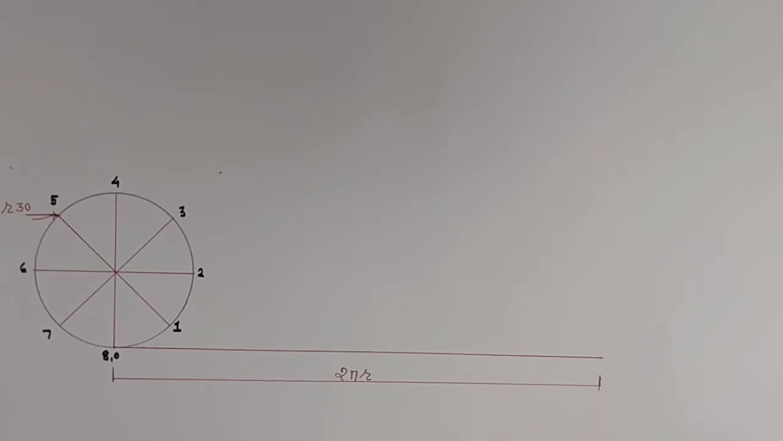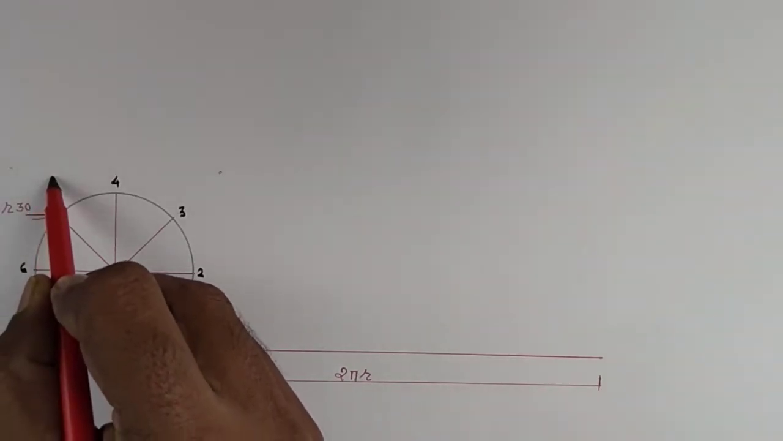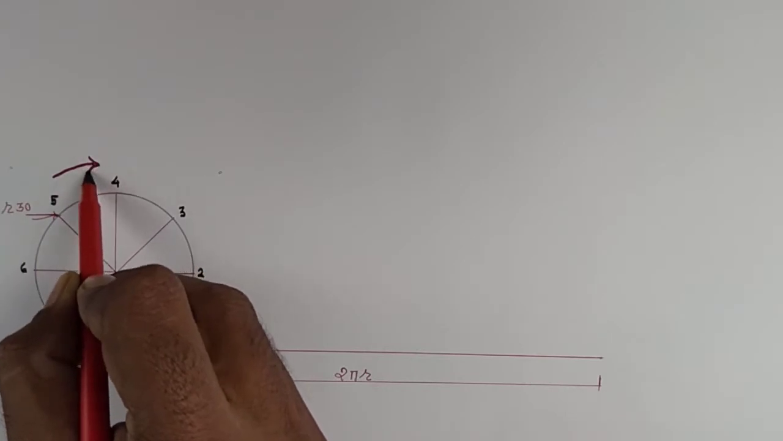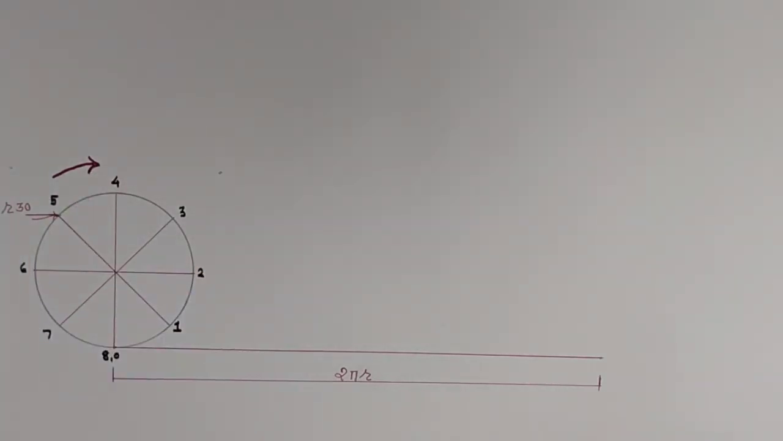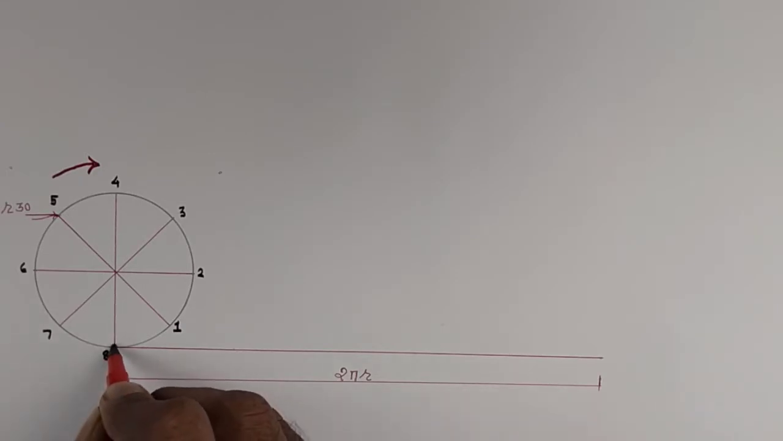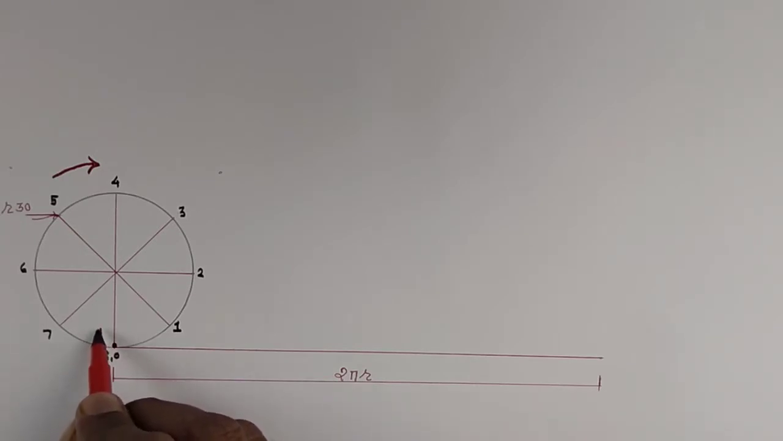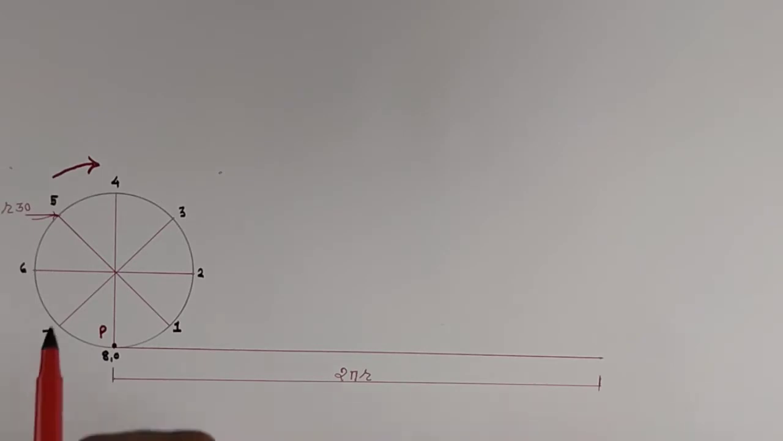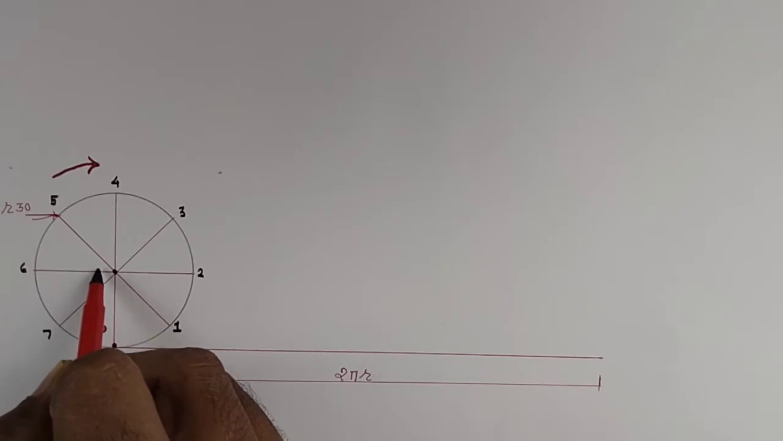Your rolling circle rolls on a straight line without sliding and slipping in clockwise direction. And your point P is at the contact between the rolling circle and the straight road. So this is our initial position.